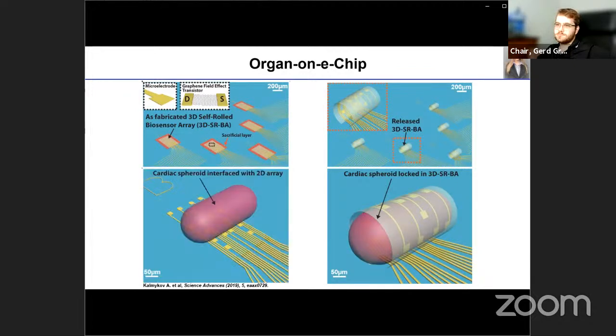Where when you have an organ on a chip, only the apex of this organ will be interfaced with the bioelectronics, and you have no prior knowledge of the state of a cell that is away from the electrode, essentially. So you're getting information from subsets of cells that are in contact with the sensors, unlike our approach that records from 3 dimensions.